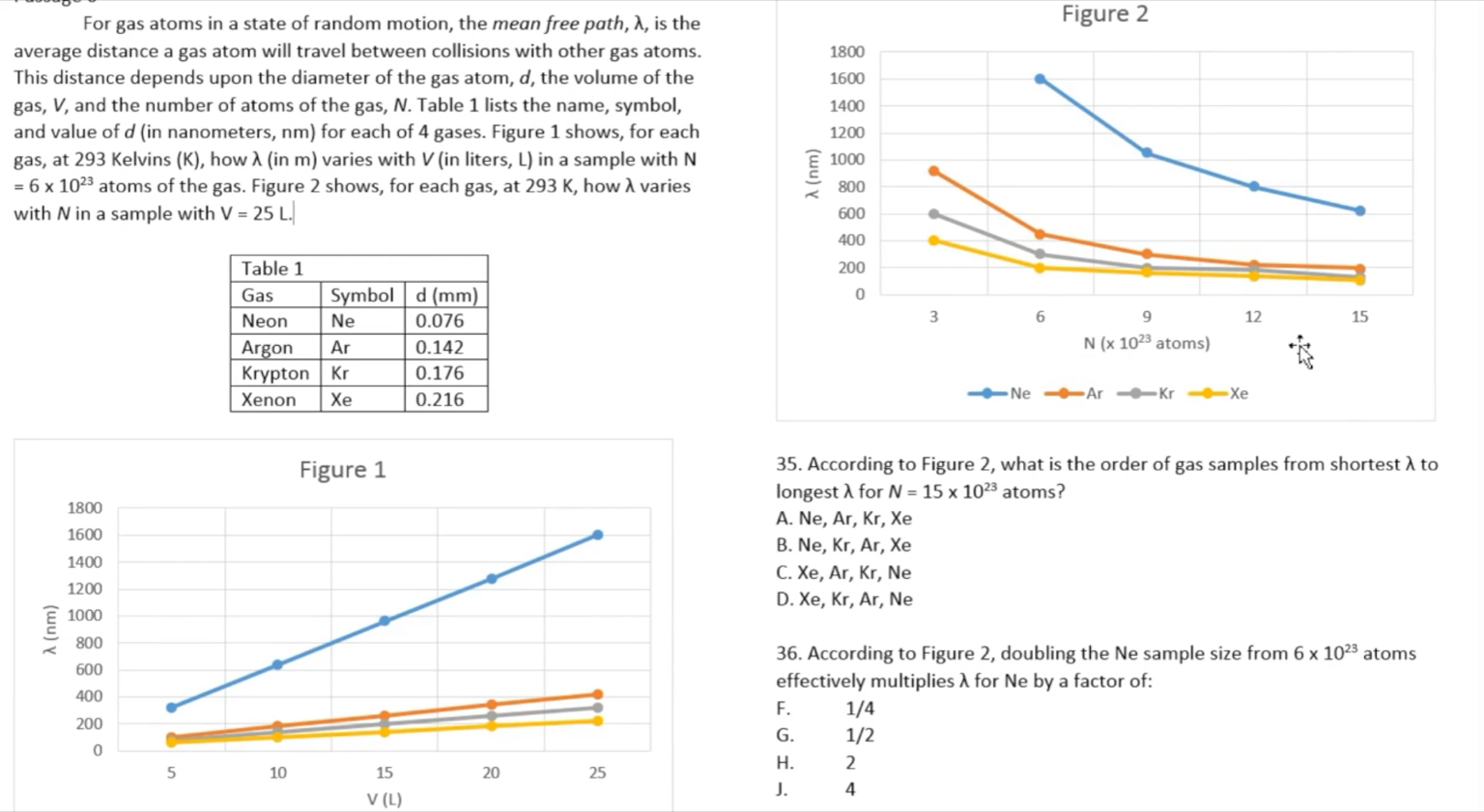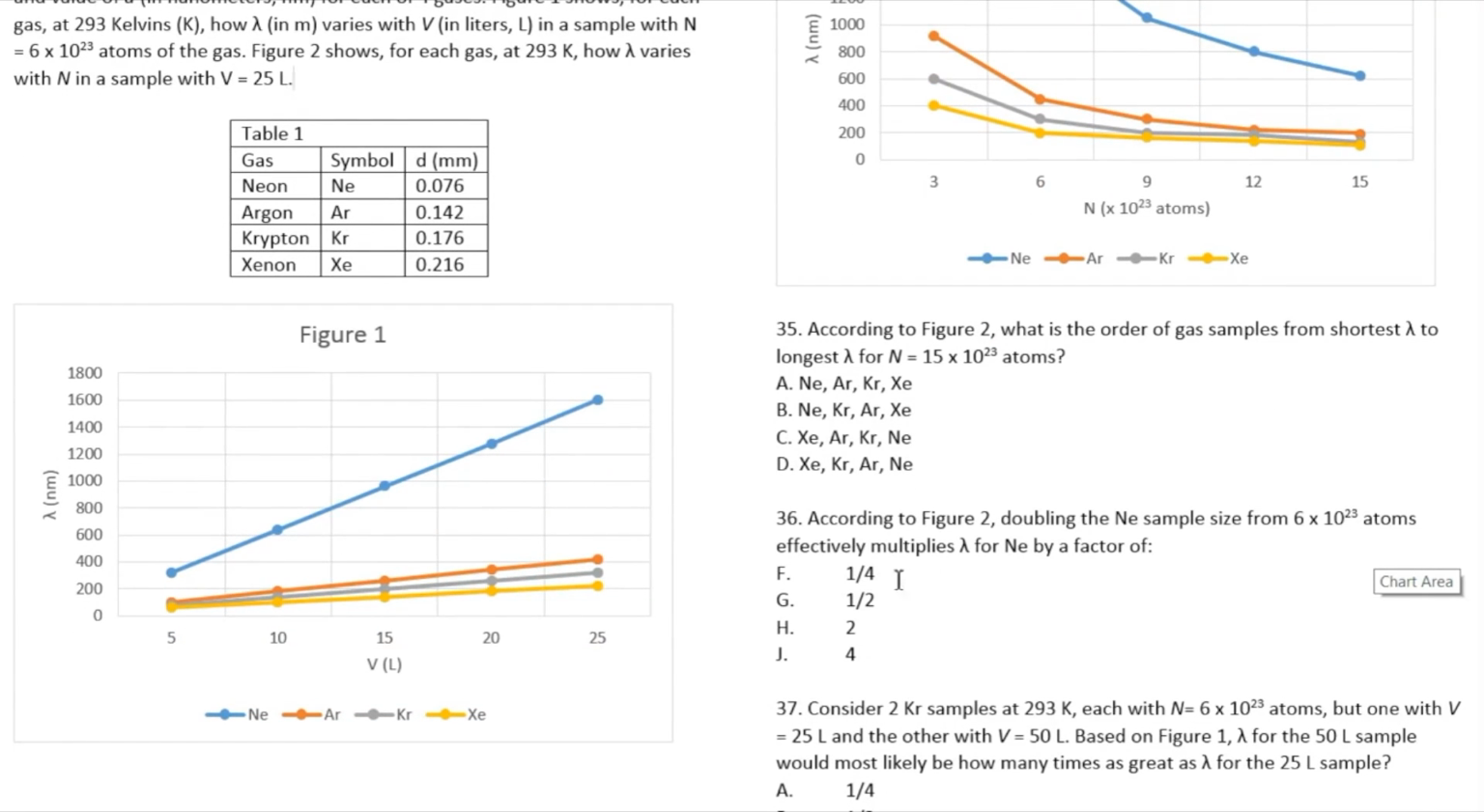So we have 3, 6, 9, 12, 15. Here's the 6. We go down to the legend to see which one is neon, and it's the blue one here. So 6 in blue, it's right around 1600 lambda. But if we double it, and we go to 12 instead, then lambda becomes around 800. So if we go from 1600 to 800, and it's asking for the multiplicity factor, what does that mean? 1600 to 800, you divide by 2 or multiply by 1/2. We look at the available options and we see that G is the correct answer, 1/2.